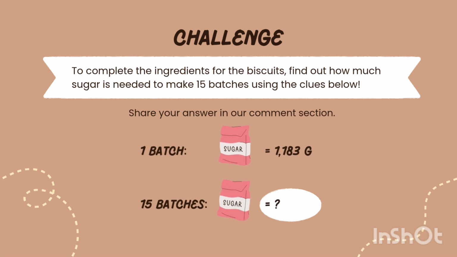Alright Math Champ, here's your challenge. Find out how much sugar is needed for 15 batches if one batch uses 1183 grams.